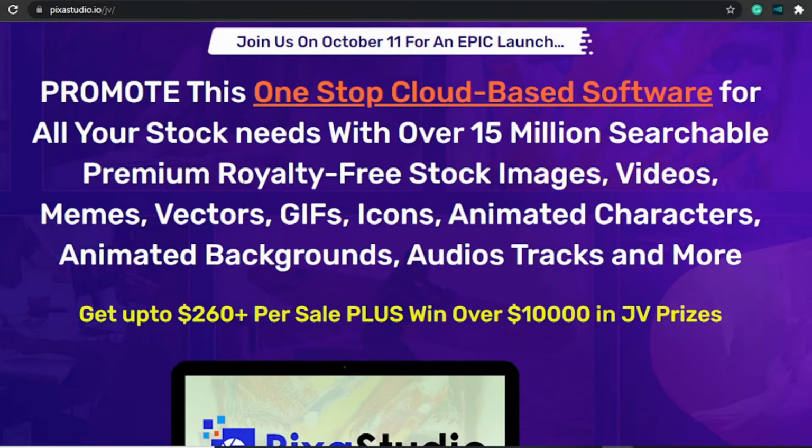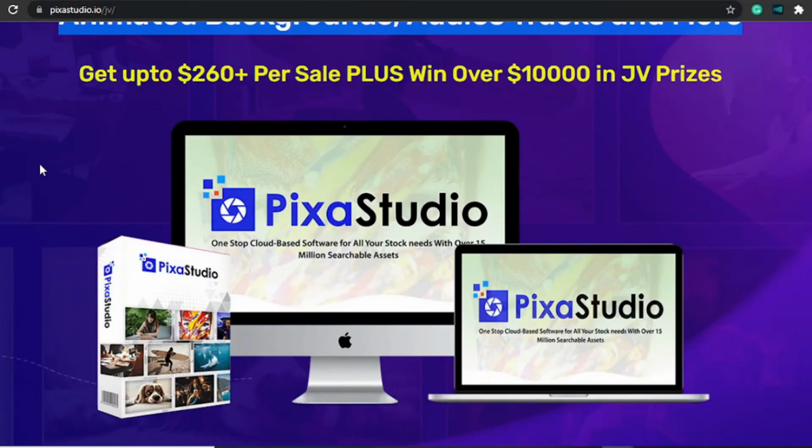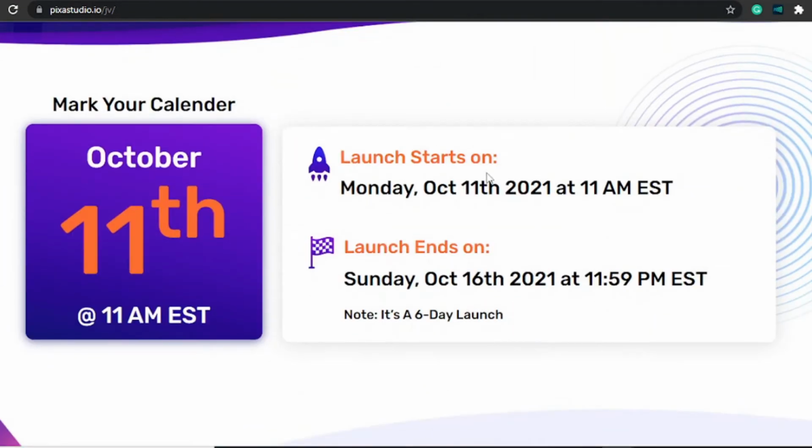This is a unique strategy, and I'm sure most of you haven't even seen this before. Find out what the product does and all the problems it solves. So we can see here a one-stop cloud-based software for all your stock needs, and 15 million searchable premium royalty-free stock images and videos. So by just reading this, I know that Pixar Studio, which is launching on October 11th, as we have seen on the JVZoo and on the Muncheye ad, is a platform for stock-free images, and that's really important for this strategy to work.